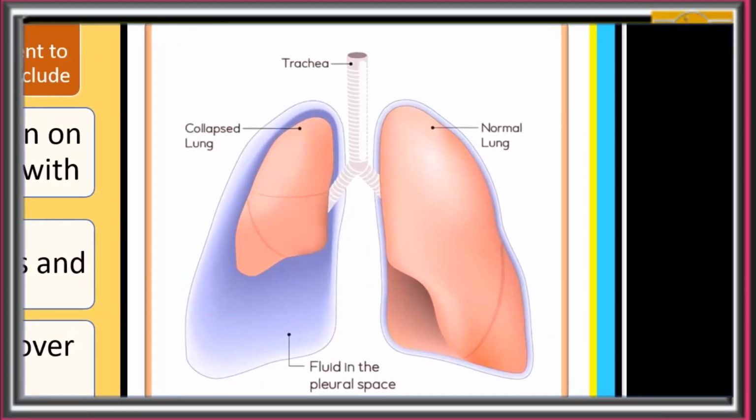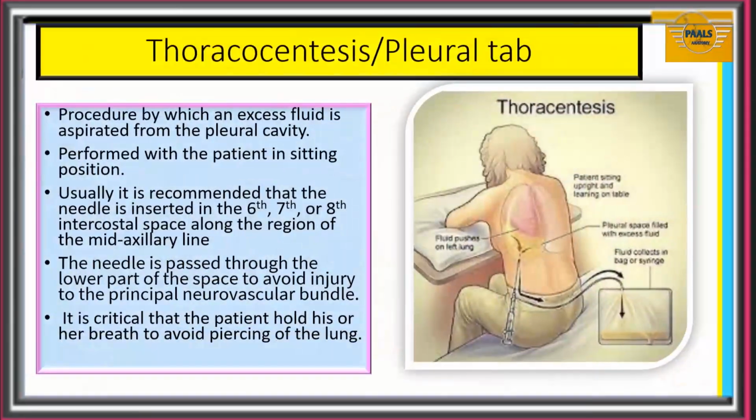As you can notice here, we have effusion around here, and of course we're having a collapsed lung, and there's decreased expansion of the lung on this side, and this will lead to decreased breath sounds and dullness on percussion over the region. We'll look at a procedure called thoracentesis, or pleural tap.